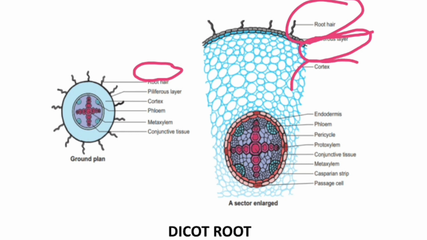After epidermis, the next zone is the cortex, which is multi-layered, and it is also made up of thin-walled parenchymatous cells with intercellular spaces. Cortex stores food and water, and it also maintains the root pressure. After cortex, the next layer is endodermis, and it is the innermost layer of cortex. Here the cells are barrel shaped and closely packed.